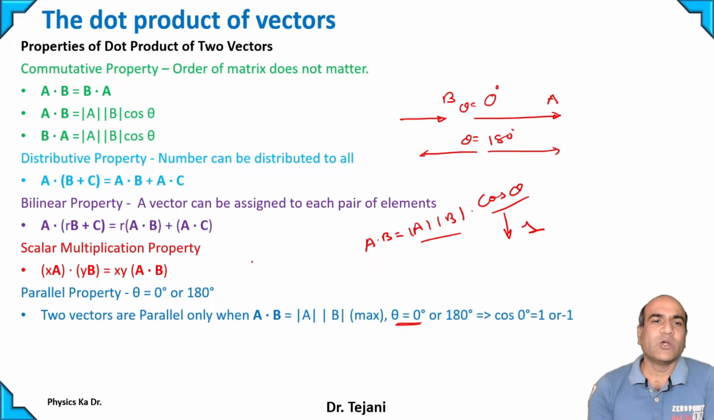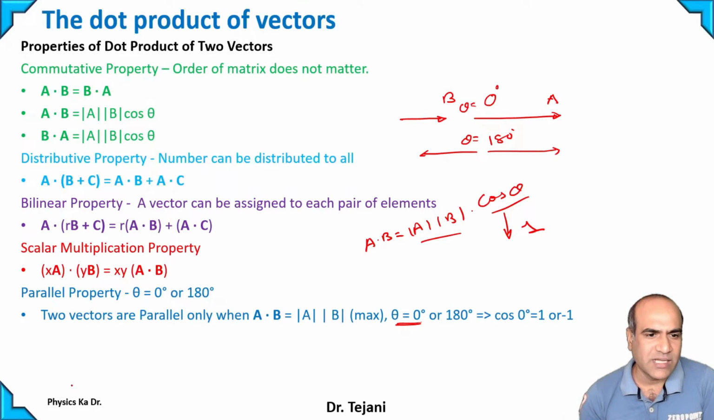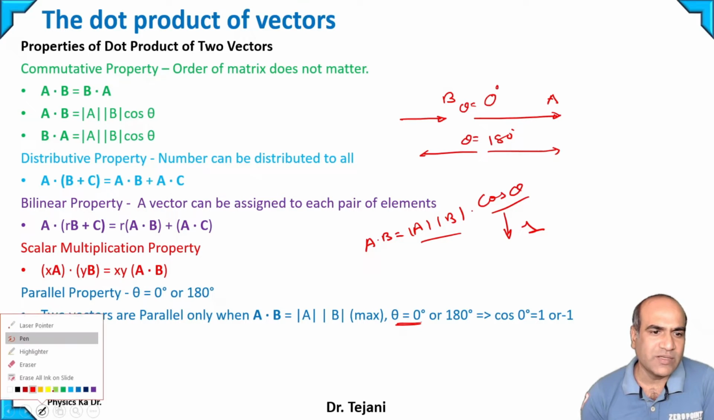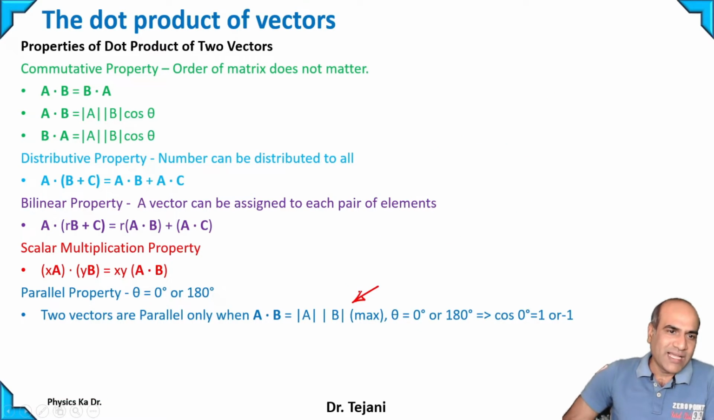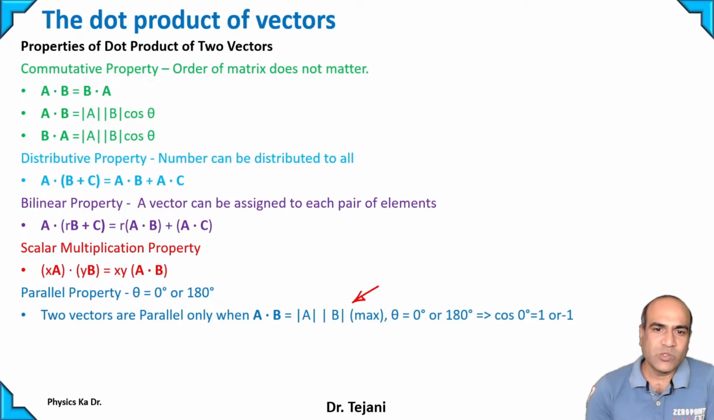So when two vectors are parallel, in the opposite direction also, it always gives us maximum value. It gives us maximum value, right? So A dot B maximum value is always mod A mod B. Both the magnitudes are multiplied, right? Because 100% projection is visible on the opposite side.